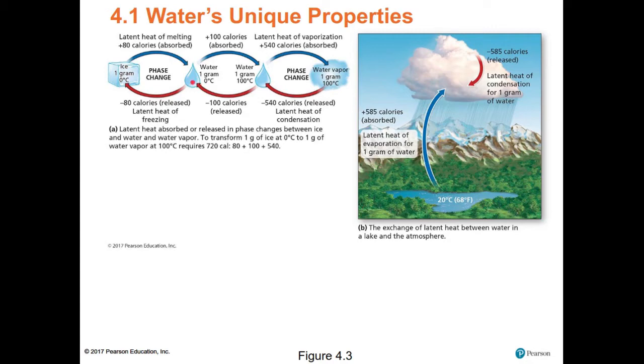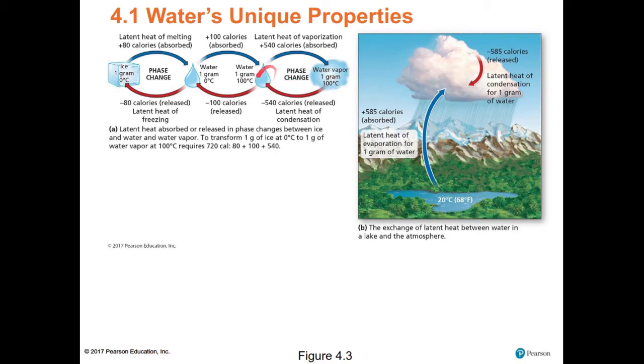If we keep adding energy, we add another 100 calories, we're going to change the temperature of liquid water from 0 to liquid water at 100 degrees. And then as we keep adding heat, after we've added 540 calories, the water at 100 degrees will become water vapor at 100 degrees. So again, the temperature didn't change, but the state changed.